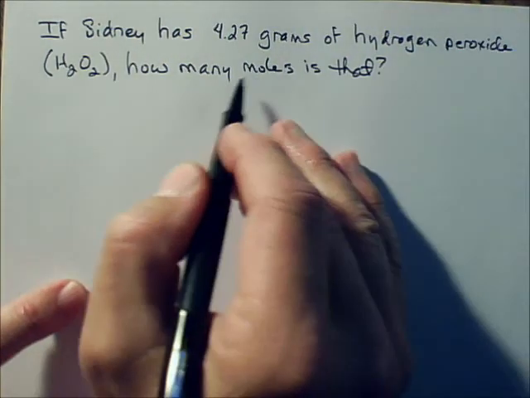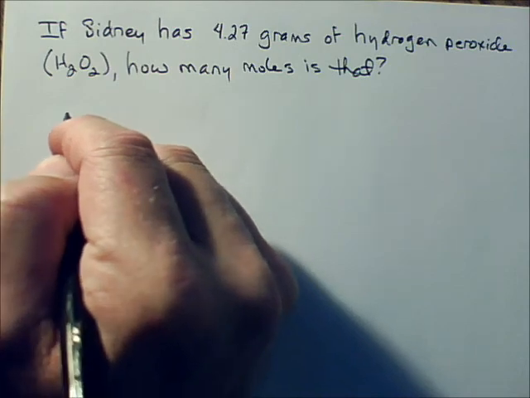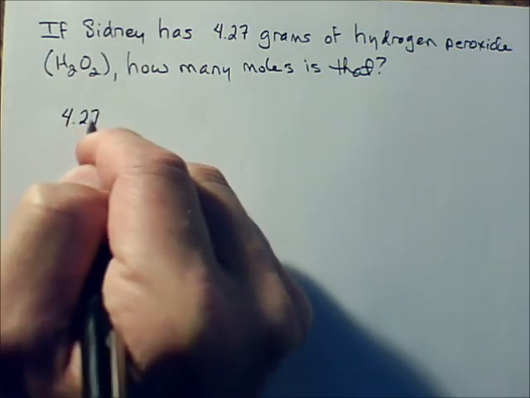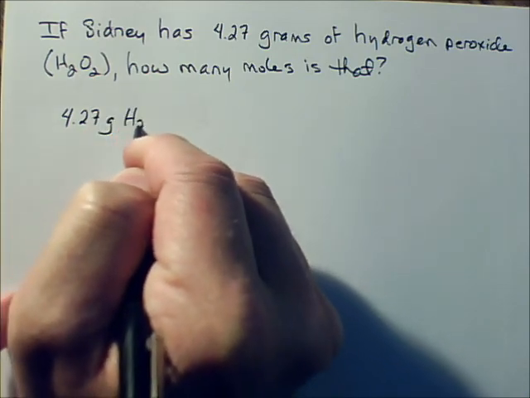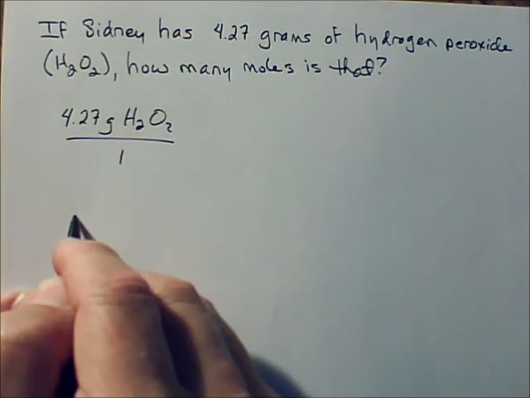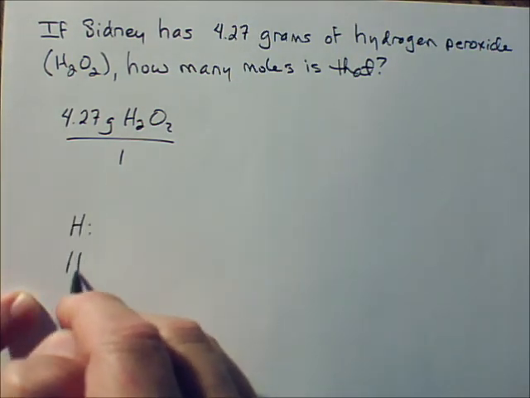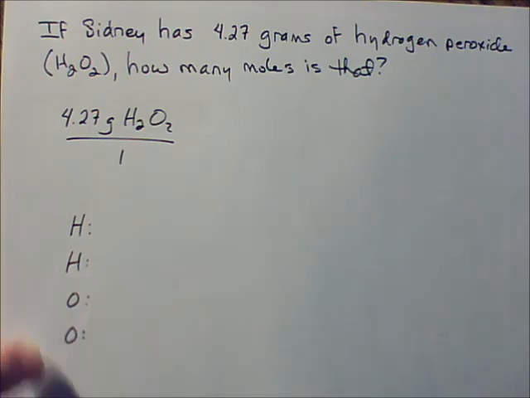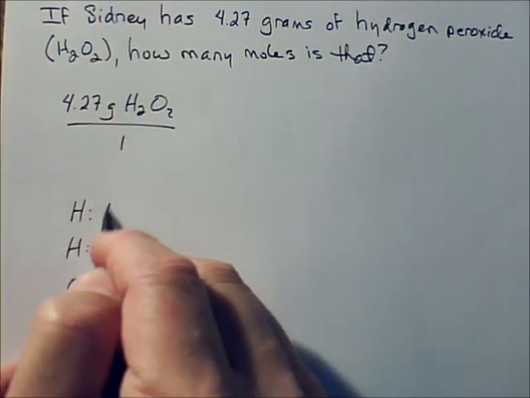Okay, so if we're going from mass to moles, we're going to have to calculate the molar mass. So 4.27 grams of H2O2, put that over 1. Molar mass takes each of these atoms and adds the atomic mass of those. So I've got 2 hydrogens and 2 oxygens.